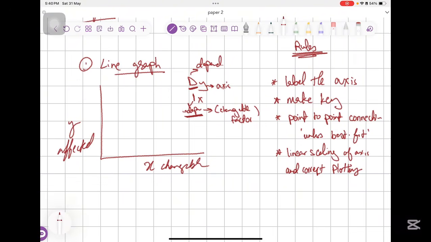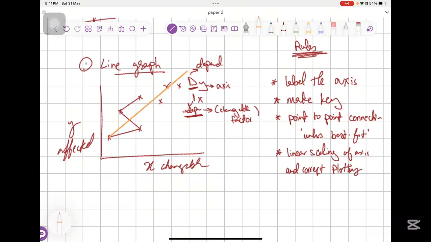This is how it should be plotted. You take one point and connect it to the other, point to point. This is called point to point. But if it was best fit, you connect as many points as you can, but just put the line in the middle, just like that. Okay, that's a best fit.